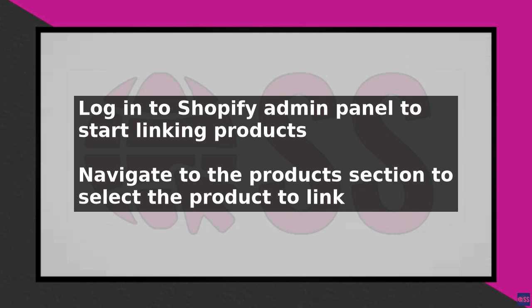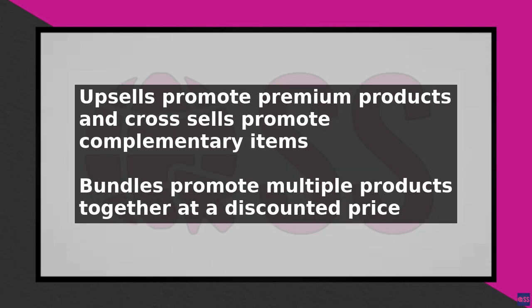To create a linked product, click the Add Linked Product button and select the type of linked product you want to create. Then select the product you want to link and set the sort order. The sort order determines the order in which the linked products are displayed on the product page. Once you have added your linked products, click Save to save the changes. The linked products will now be displayed on the product page, allowing customers to easily find and purchase related items.